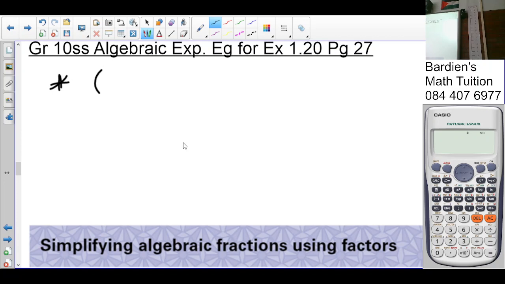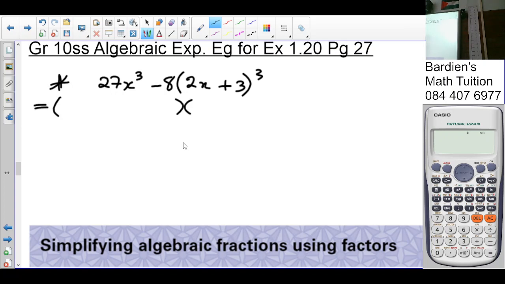Okay? Is when you have, let's go with 27x cubed minus 8, so it will be 2x plus 3 cubed. Say that was the sum. As you can see, this is also the difference of cubes. So what I do is I take the cube root of 27. The cube root of 27 is 3. 27x cubed is 3x minus the cube root of 8 is 2 into 2x plus 3.